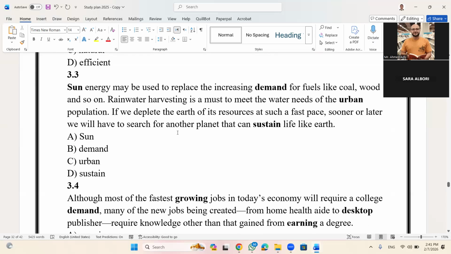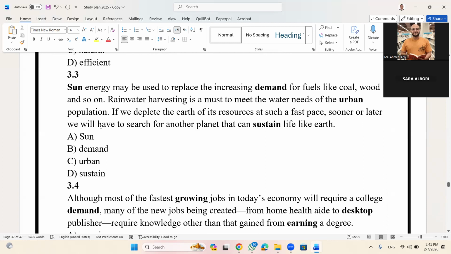Sun energy may be used to replace the increasing demand for fuels, like coal, wood, and so on. Rainwater harvesting is a must to meet the water needs of the urban population. If we deplete the earth of its resources at such a fast pace, sooner or later we will have to search for another planet that can sustain life like Earth. Good job. What is it about?